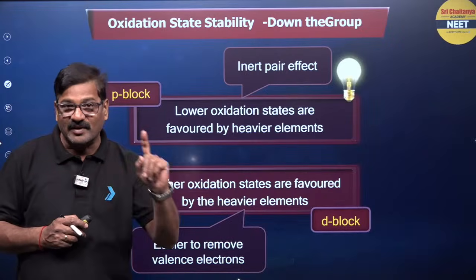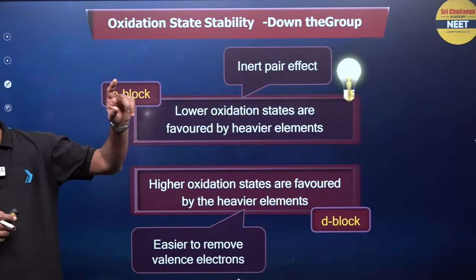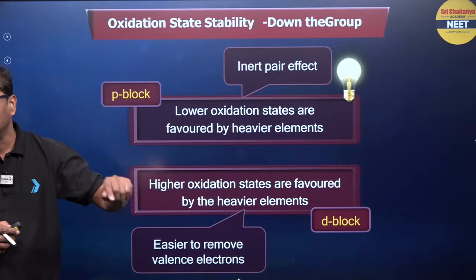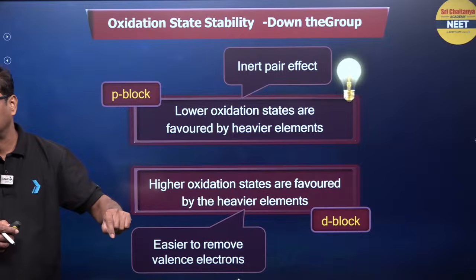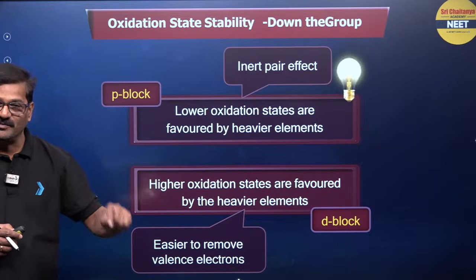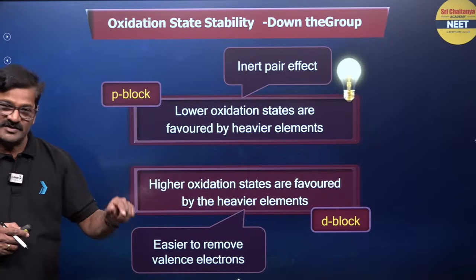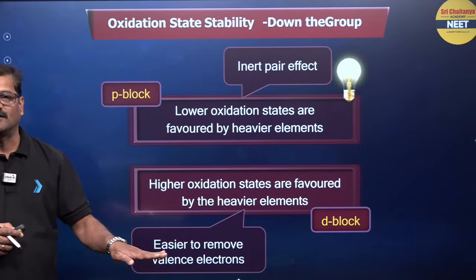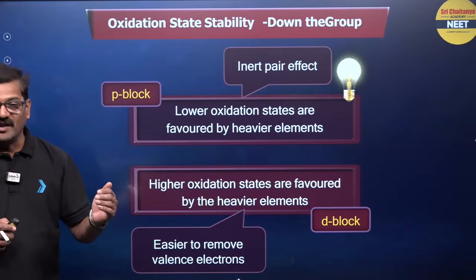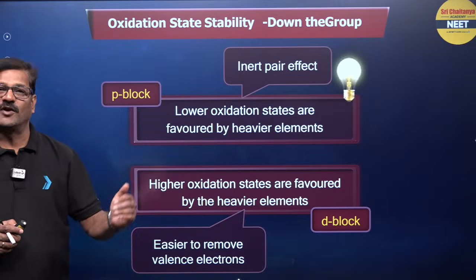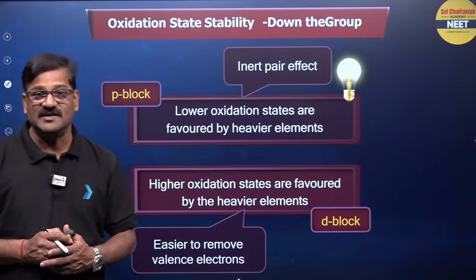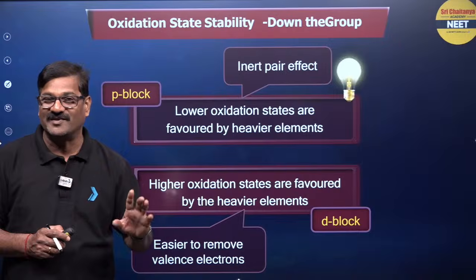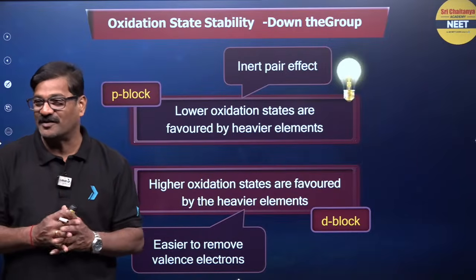And the reverse can be stated: higher oxidation states are favored by the heavier elements in the d block, as the valence electrons are easy to remove. For the d block elements, heavier elements means the lower, 6th period elements in the periodic table are called heavier elements. In the d block elements, 6s electrons can be easily removed. When it comes to the p block elements, 6s electrons cannot be easily removed. That is the variation between these.